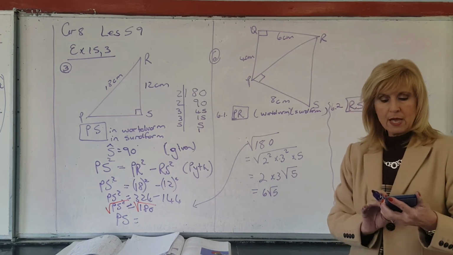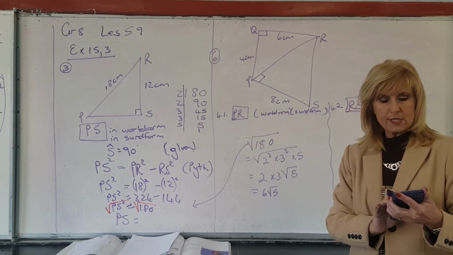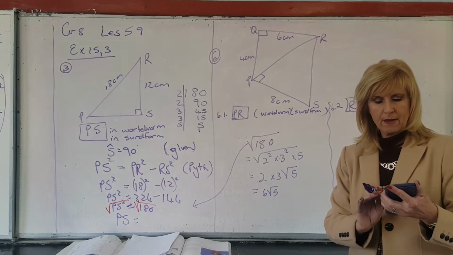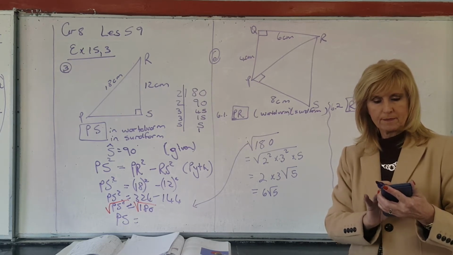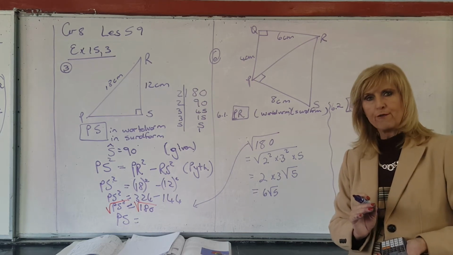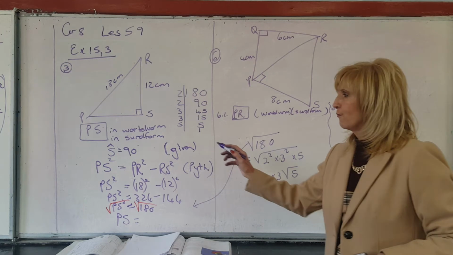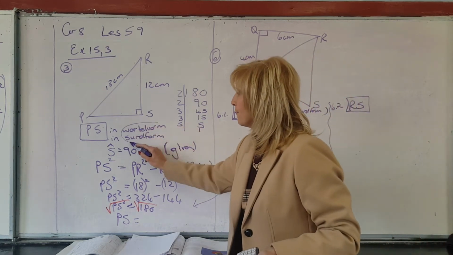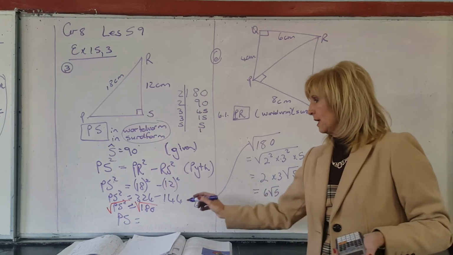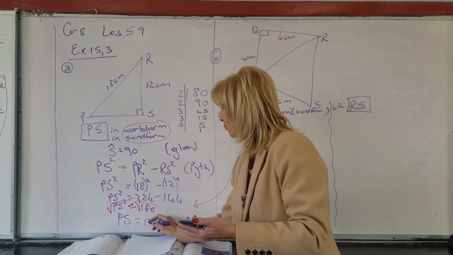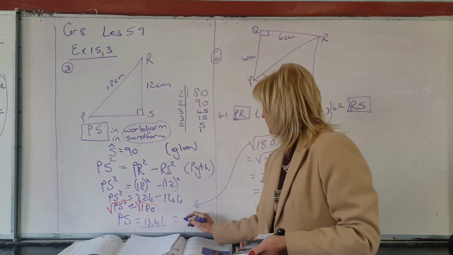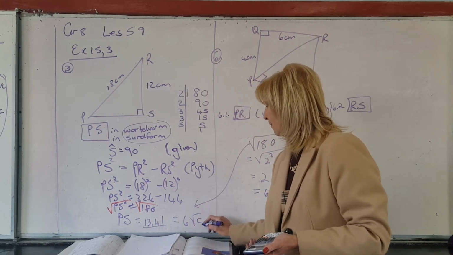Now to help you, go and tell yourself what is 6 root 5. I have written it wrong. And it gives me 13.41. Die vraag het gesê los om in wortelvorm. How many marks would you have lost if you wrote here 13.41? You would have lost 1 mark. It should have been 6 root 5.